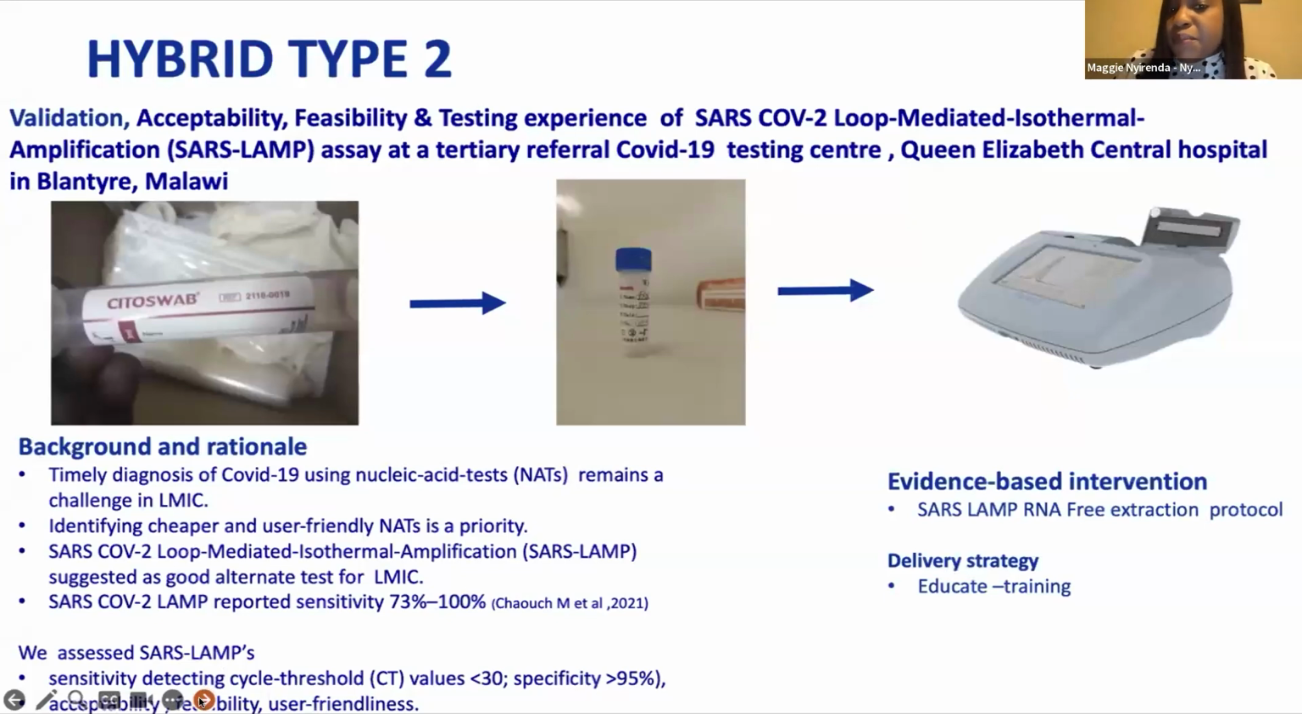So the evidence-based approach this time was SARS-LAM, but because I wanted to use it in a low-middle income country, we wanted to make sure that it should be RNA extraction free. Just collect your swab, mix it with master mix and primers, put it in this machine, get your result. The strategy, again, we had to educate and train people, a different clientele this time. In a pandemic, we have clients who are COVID suspects and contacts, laboratory technicians, nurses. Next slide.